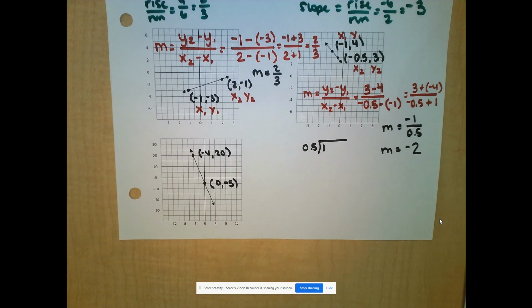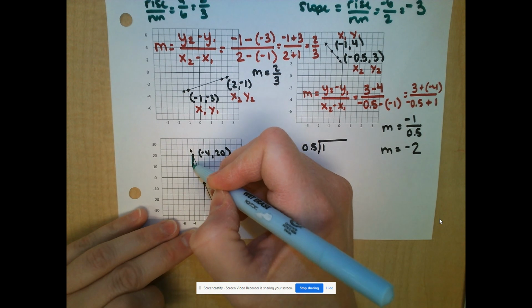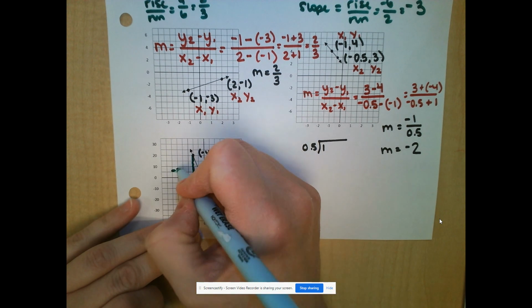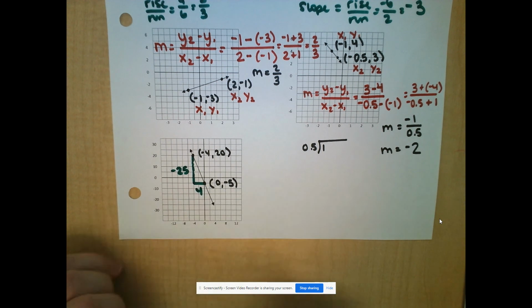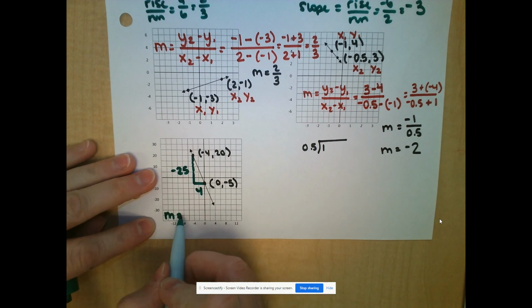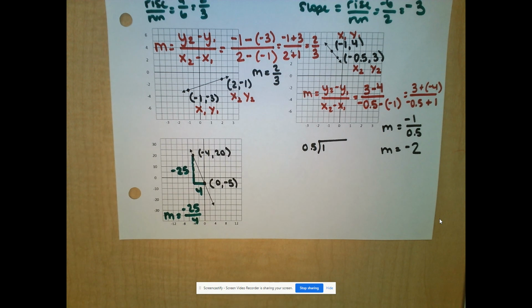So let's try both, okay? You could go down 5, 10, 15, 20, 25, and then you'd go over 2 squares, which is worth 4. So you could say the slope is -25 over 4. You can leave it as that. That is a perfectly acceptable answer.